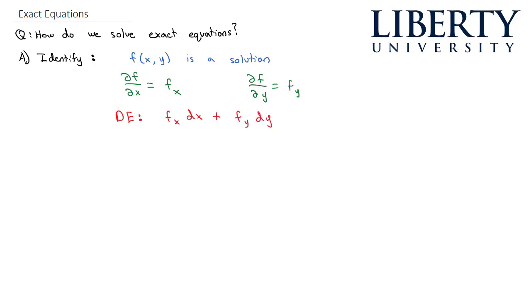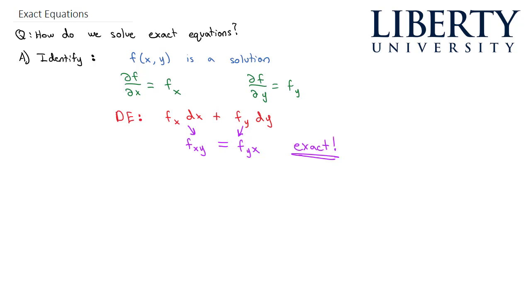And what's nice about partial derivatives is if we take the partial derivative with respect to x and then y, or if we take the partial derivative with respect to y and then x, we get the same thing. So if I suspect this differential equation is an exact equation, I can start with the dx part and take the partial with respect to y, and I can take the dy part and take its partial with respect to x. And if those are both equal, we have an exact equation.